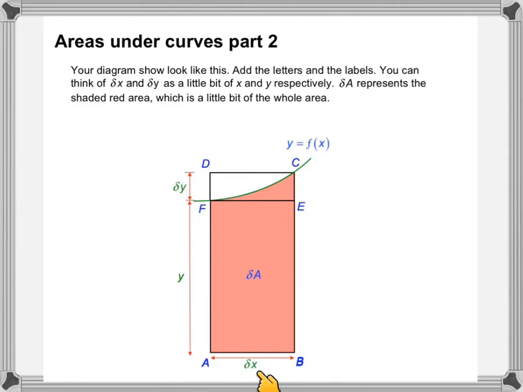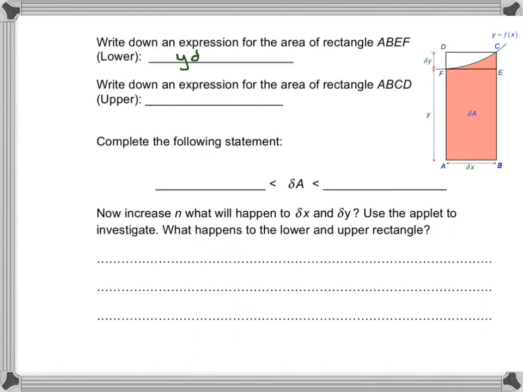We're going to call this a little bit of x; delta x is the mathematical term, but you can think of it as a little bit of x. This will be the value of the y coordinate of the curve at this particular point, but this point here will be the original y coordinate plus a little bit of y. Write down the area of the rectangle ABEF, so that's going to be y times delta x.